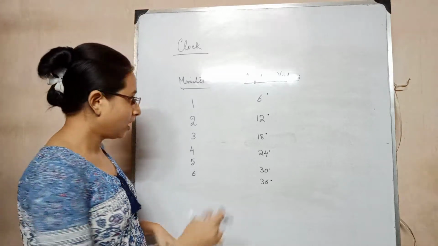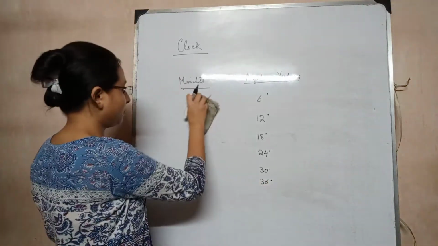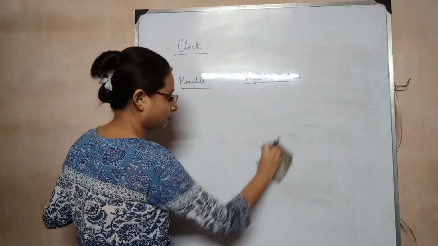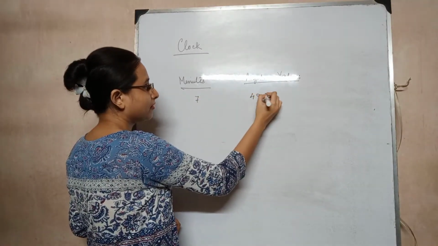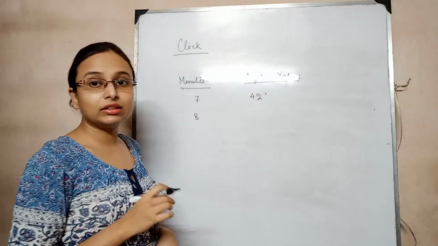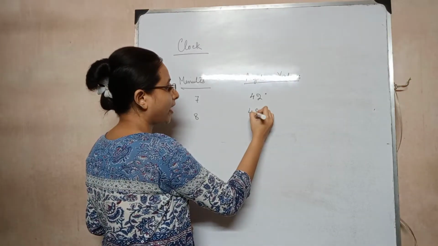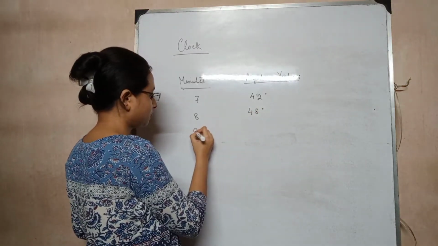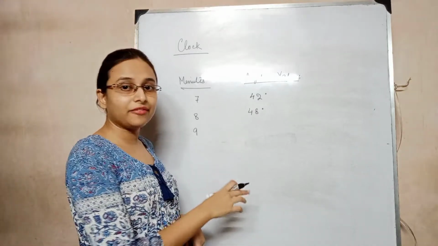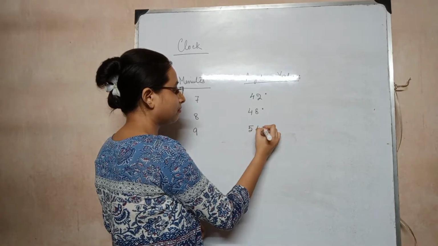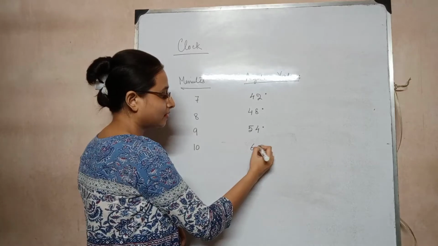There is no problem. I will just proceed on to the next part, or I'll just erase this. That will be better. The seventh will have 42 degrees. The eighth minute will be having 48 degrees. The ninth minute will be having 54 degrees. And the 10th minute will be having 60 degrees.